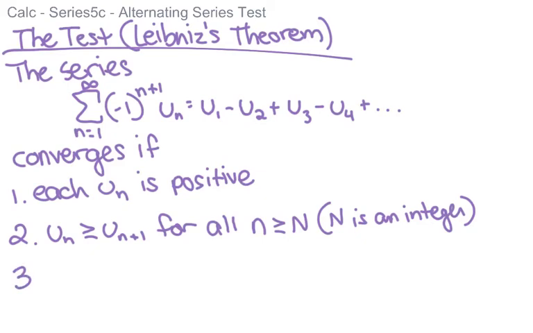And then the final requirement for this is that the limit as n approaches infinity, little n, of u sub n equals 0. Now don't be confused, just because we have something that says 2, that these terms are getting smaller, that doesn't mean that 3 is actually true. All right, so we need both of these steps in here. So if all 3 of these are true, then the alternating series test converges.